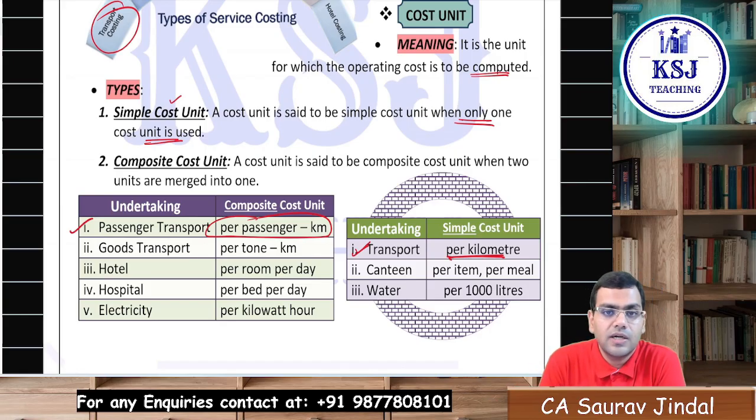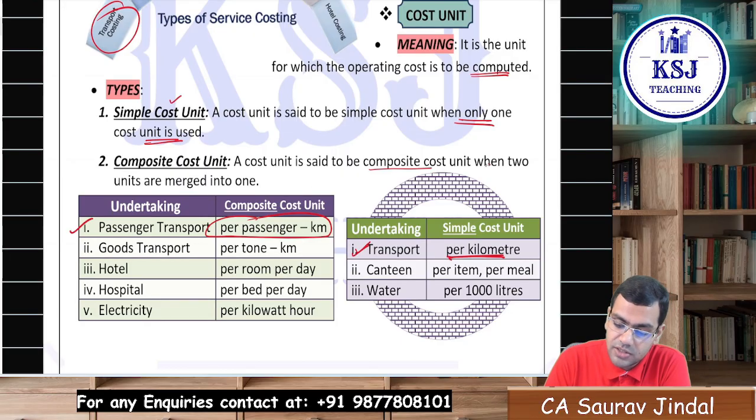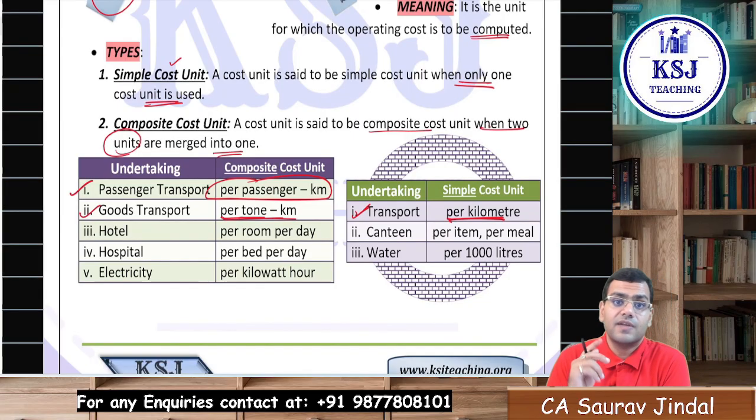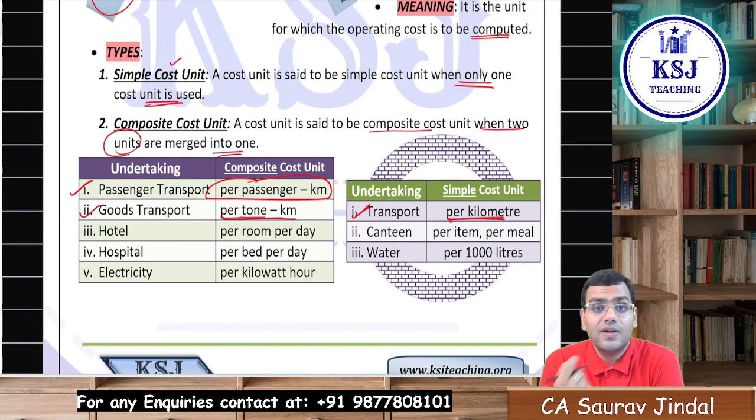This is known as what? This is known as the composite cost unit, where more than one cost unit is being used. A cost unit is said to be a composite cost unit when two units are merged into one. For goods transport, per ton kilometer, right? The cost of carrying 1 ton over 1 kilometer, right?